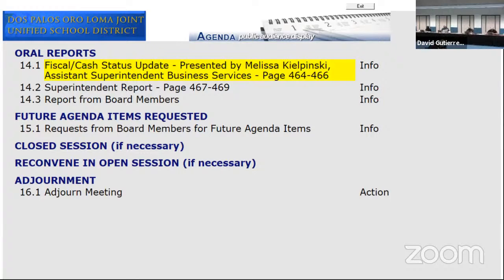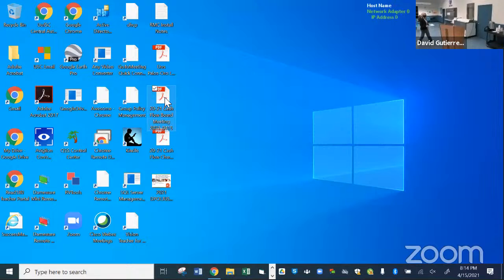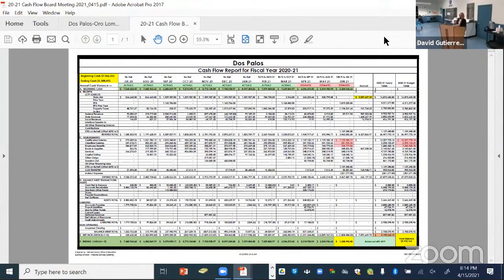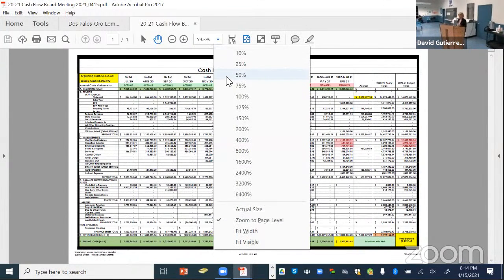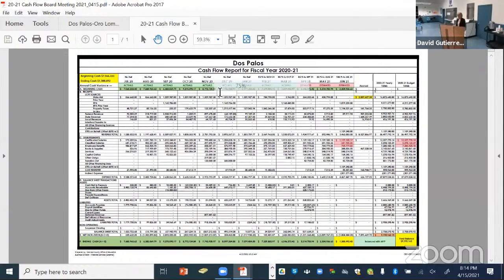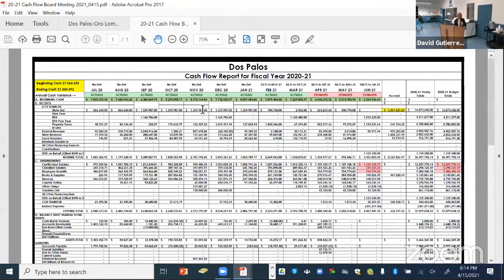14.1 Oral Reports, Fiscal and Cash Status Update, presented by Melissa Kapinski, Assistant Superintendent, Business Services. It's hard to believe that we are in April. We're really blown by. I keep replacing estimates in the months for the cash flow with actuals. There are so many more green boxes at the top of the chart than there are pink boxes. That just struck me as, wow, where did the year go?